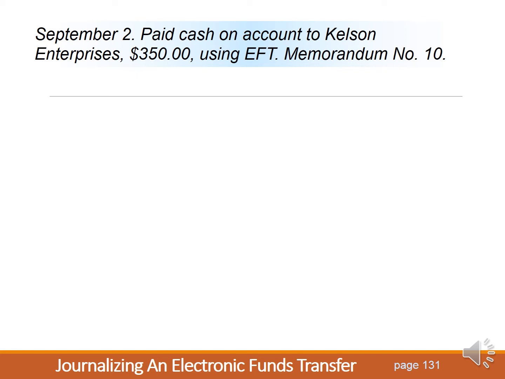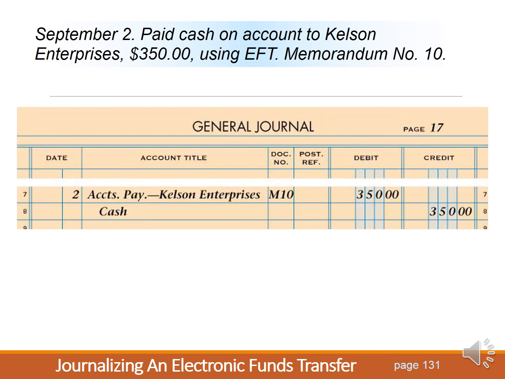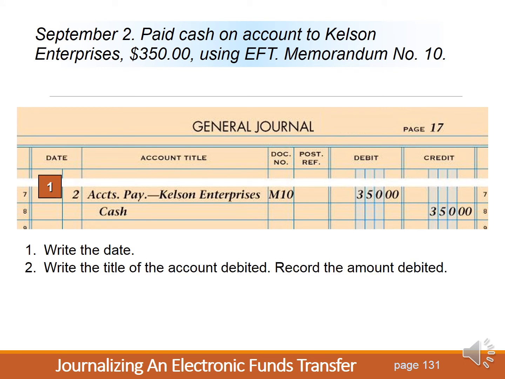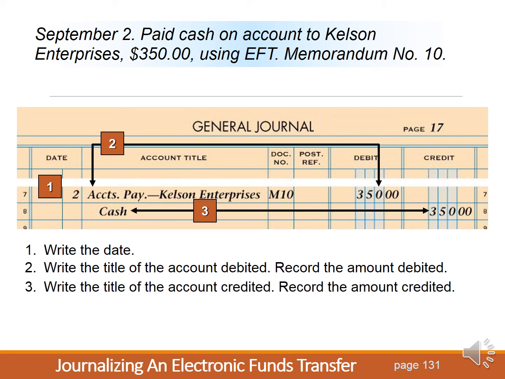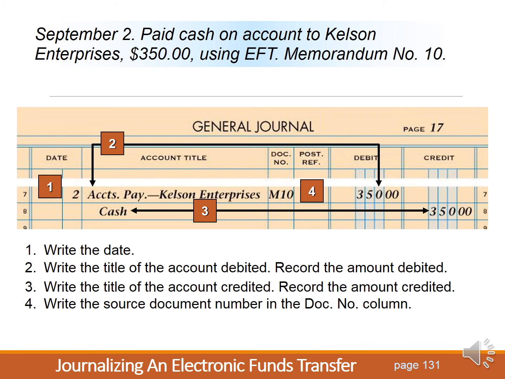Journalizing an EFT transfer. If we look at this transaction, it tells us that we paid cash on account to Kelson Enterprises using our EFT. So we need to record this into our general journal. The first step would be to write the date. Second, write the title of the account debited and the debit amount. Write the title of the account credited and the credit amount. Write the source document number in the document number column.